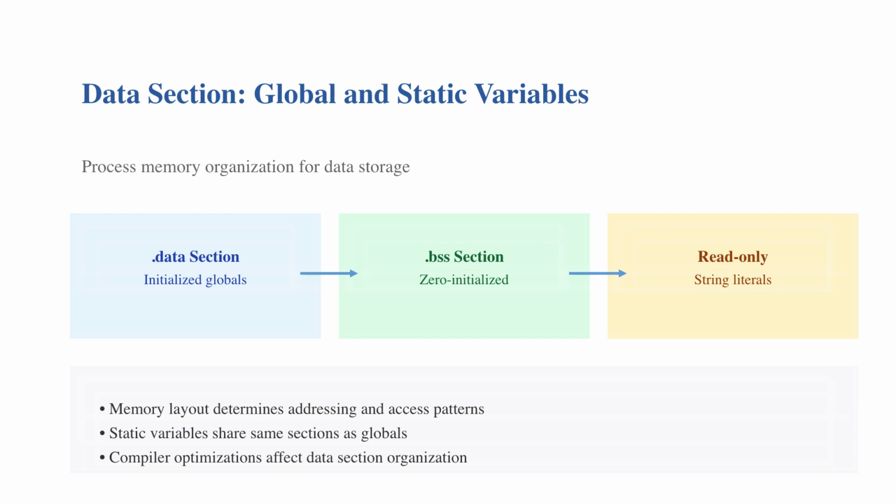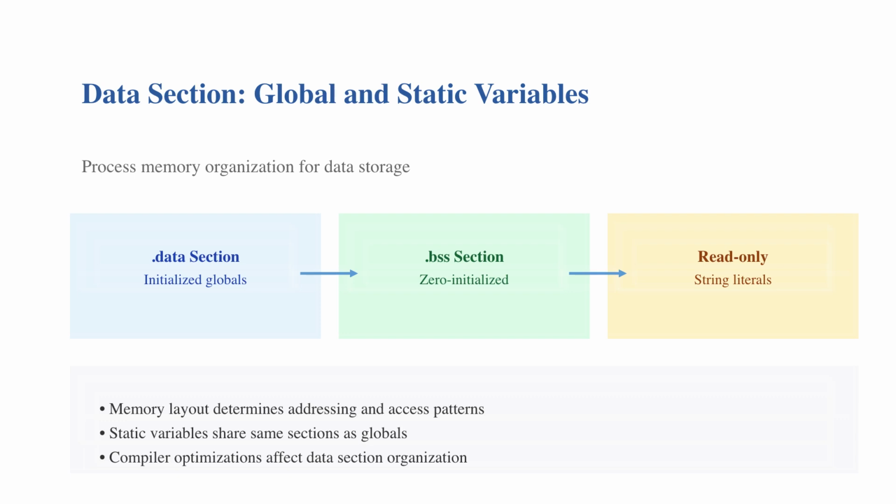would be stored here. Next is the BSS section, which stands for block started by symbol. This section holds zero-initialized global and static variables. When you declare a global variable without initializing it, like int total, it automatically gets placed here and initialized to 0. We also have a read-only section that contains string literals and constants.